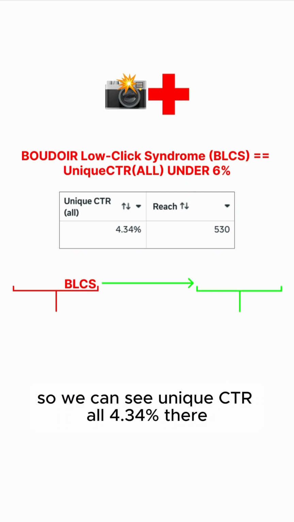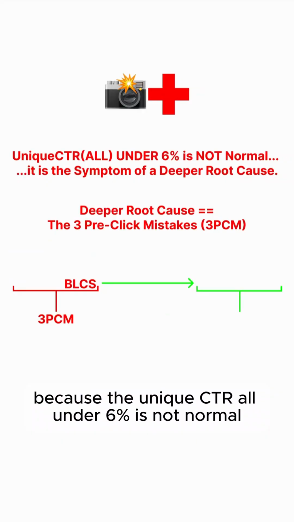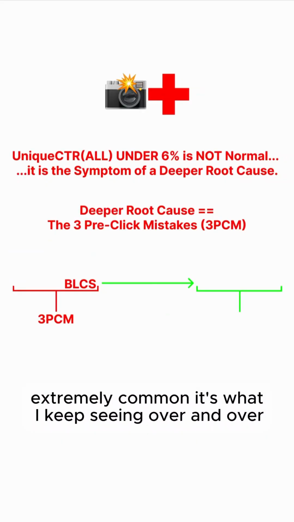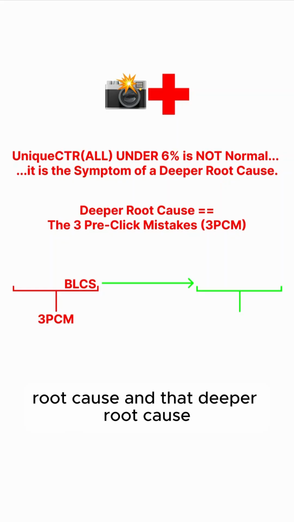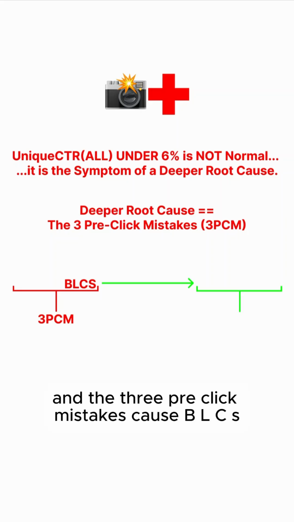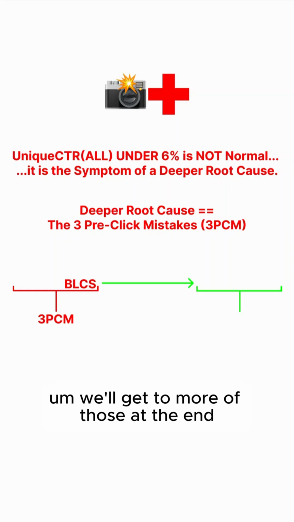So we can see unique CTR 4.34% there. And we need to focus on this first because a unique CTR under 6% is not normal. It's extremely common, and it's what I keep seeing over and over again. Every single boudoir Facebook ad I've seen and tested has BLCS, unique CTR under 6%. And it's a problem because it's actually the symptom of a deeper root cause. That deeper root cause is the 3 pre-click mistakes. The 3 pre-click mistakes cause BLCS, and we'll get to more of those at the end.